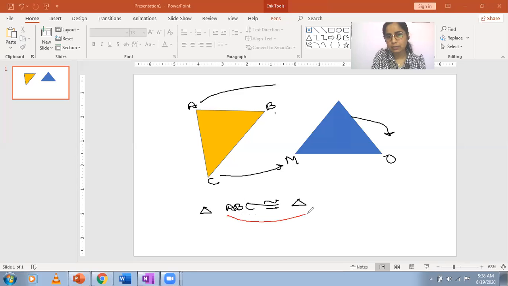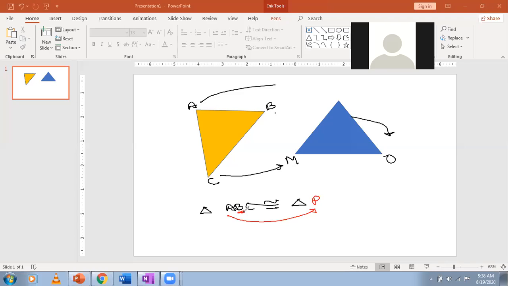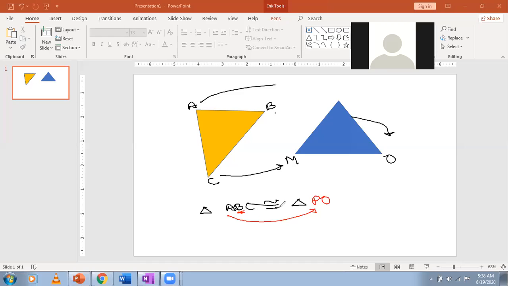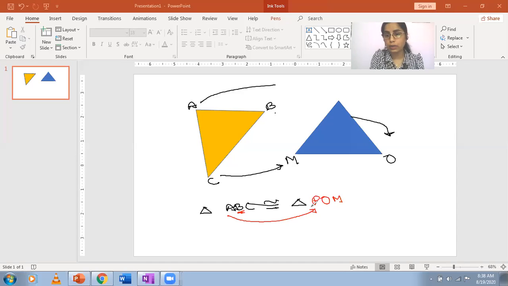A के matching क्या किया हमने? P. फिर B की matching किसके साथ की? O. फिर M. This is very important. This is extremely important, the order in which you write down the name. जो letters हैं वो matching होने चाहिए. पहला letter पहले से, दूसरा दूसरे से और third वाला third से.